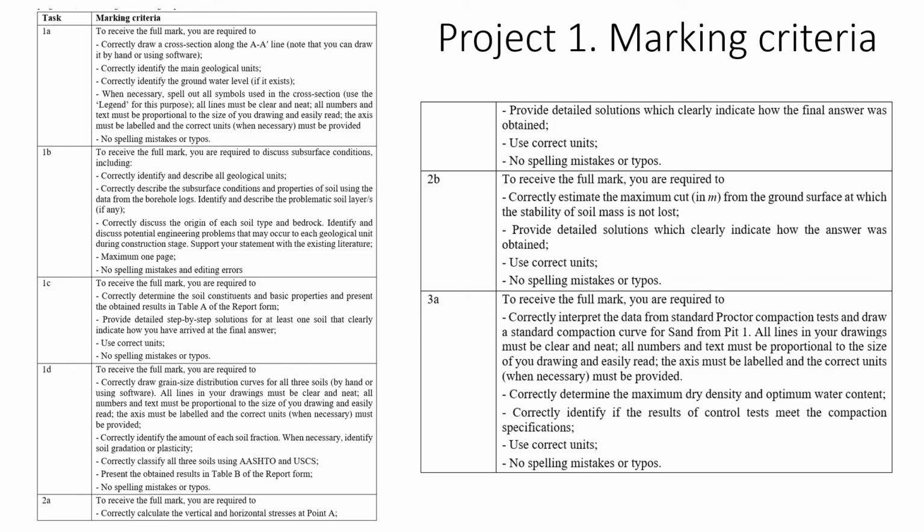This is the marking criteria. Before you submit your report, please read it carefully. For each task, 1A, 1B, 1C, there is marking criteria. So what you need to do to get a full mark, and you need to draw cross-section correctly. You need to identify all geological units. You also need to determine the groundwater level. Then you need to make sure there are no mistakes. Everything is spelled out, no symbols that we don't understand, and no spelling mistakes. So please read it very carefully, and before you submit your project, that's what you need to do.